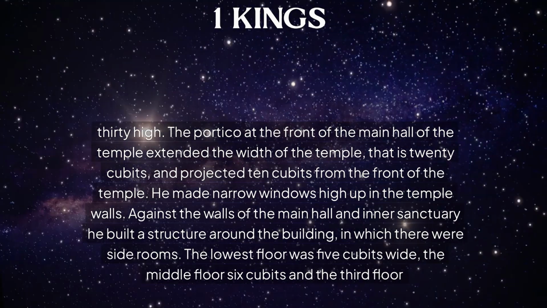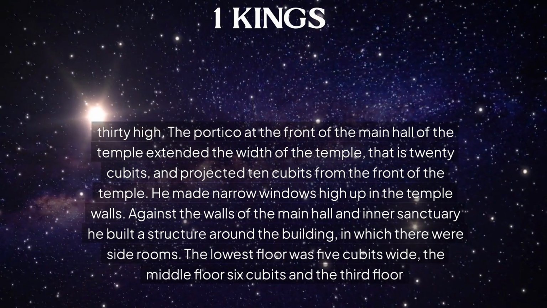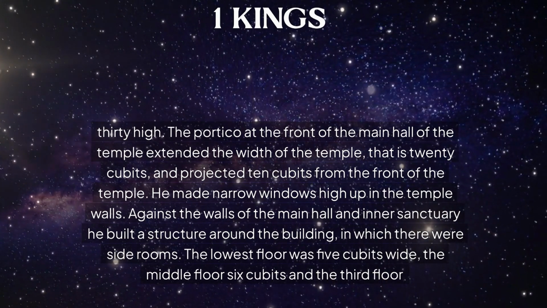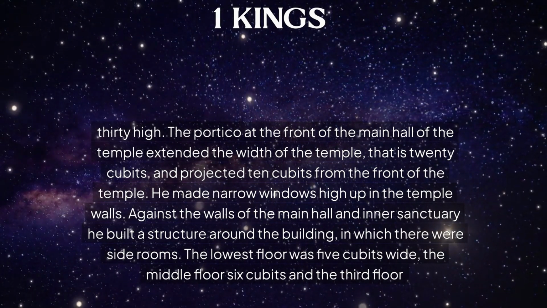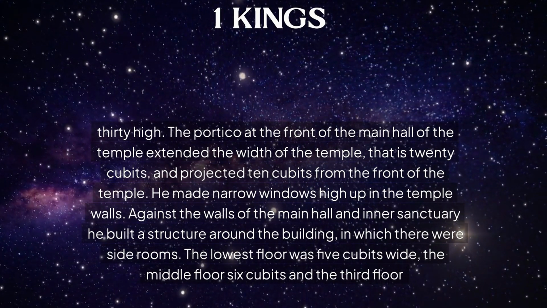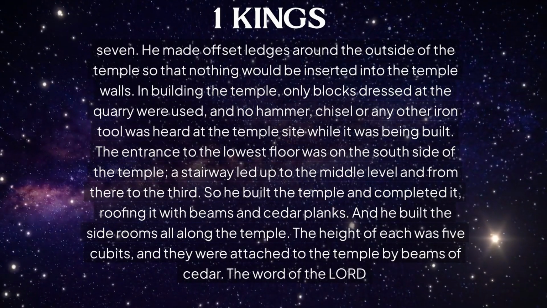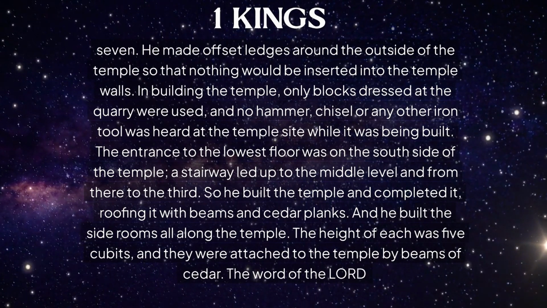He made narrow windows high up in the temple walls. Against the walls of the main hall and inner sanctuary he built a structure around the building, in which there were side rooms. The lowest floor was 5 cubits wide, the middle floor 6 cubits and the third floor 7. He made offset ledges around the outside of the temple so that nothing would be inserted into the temple walls.